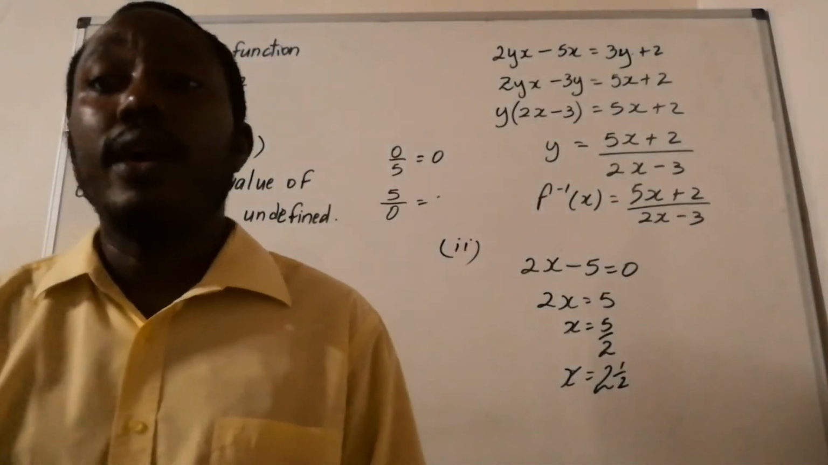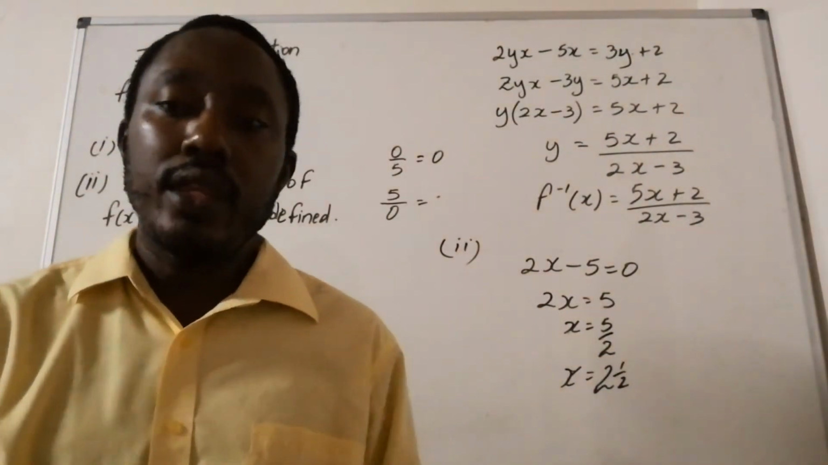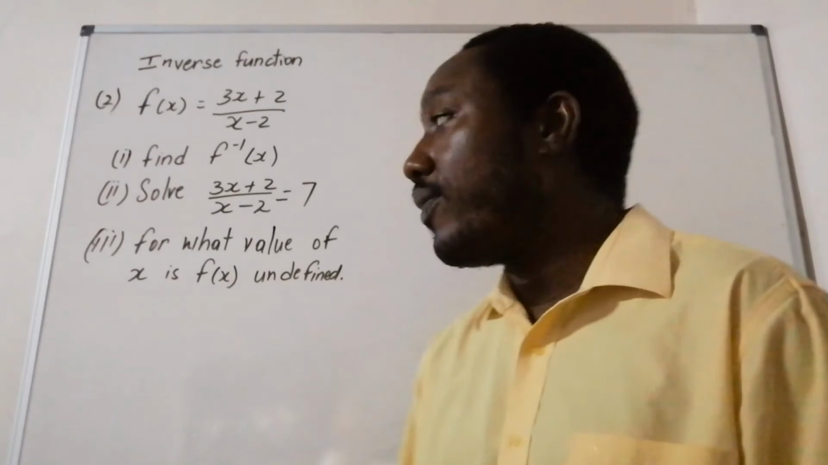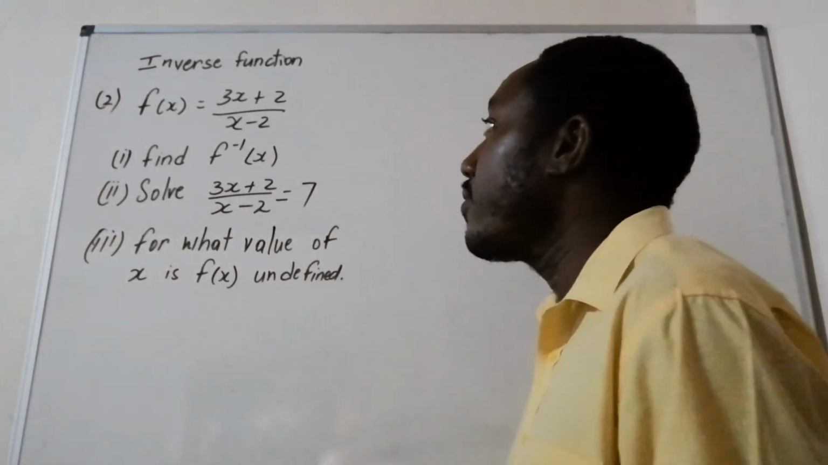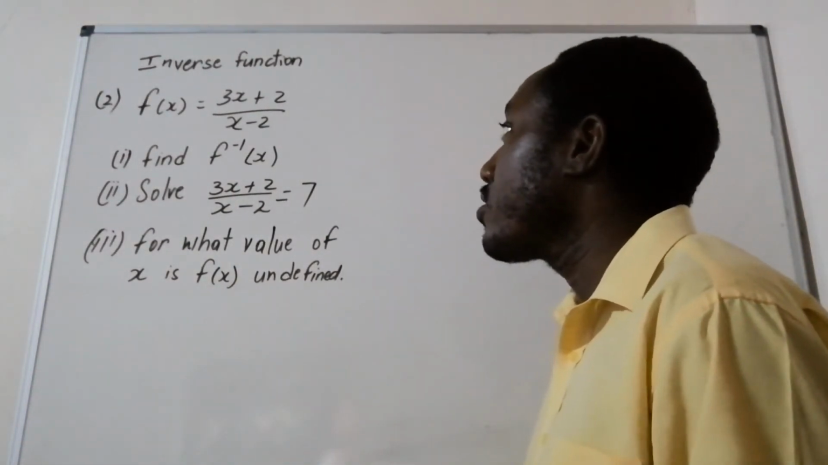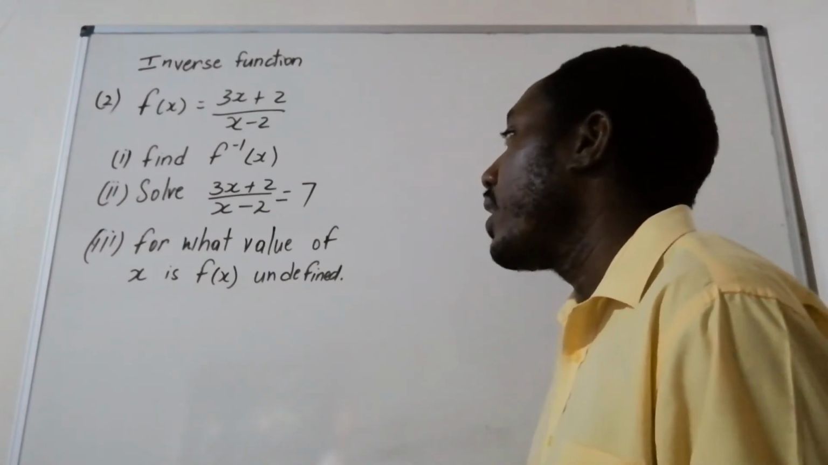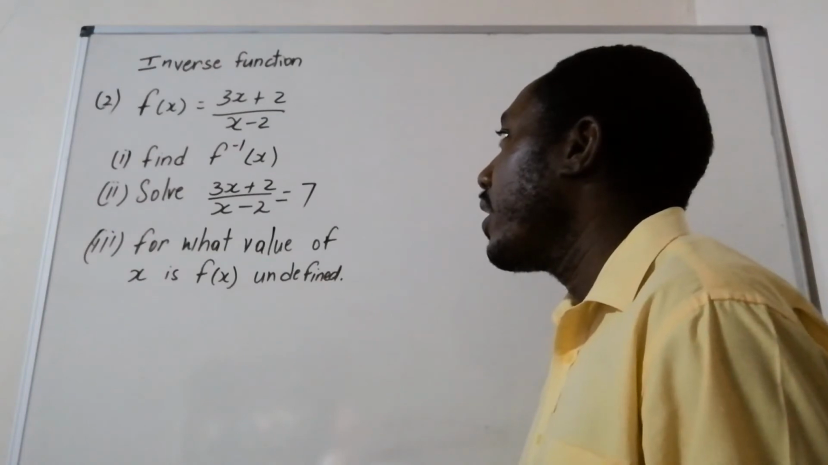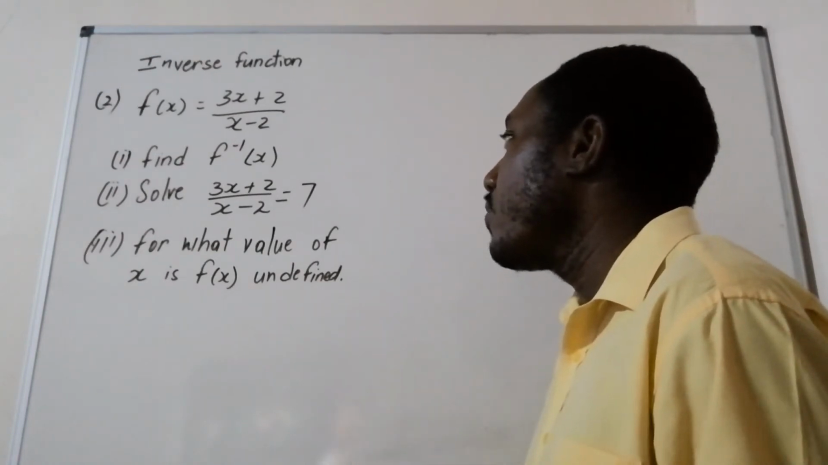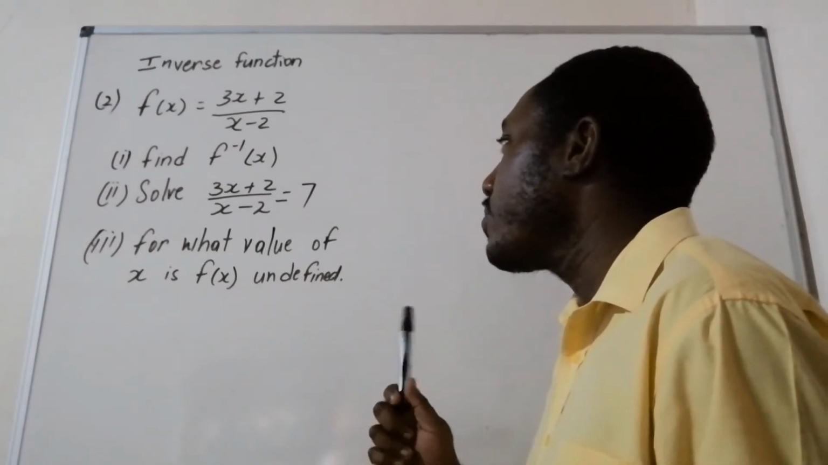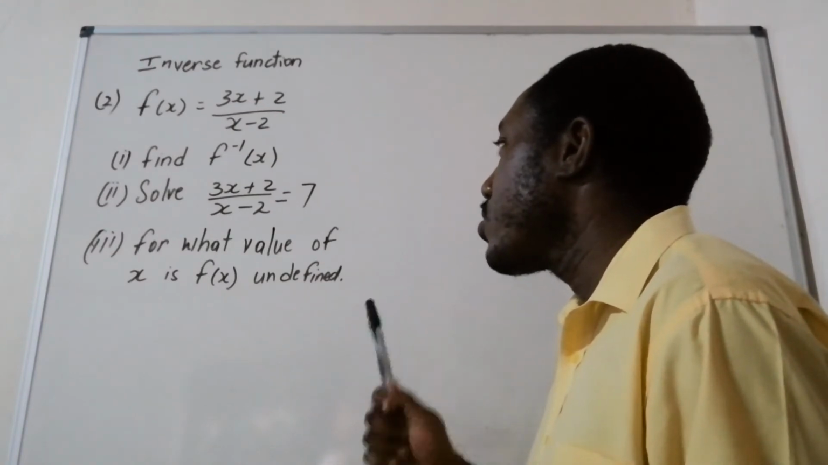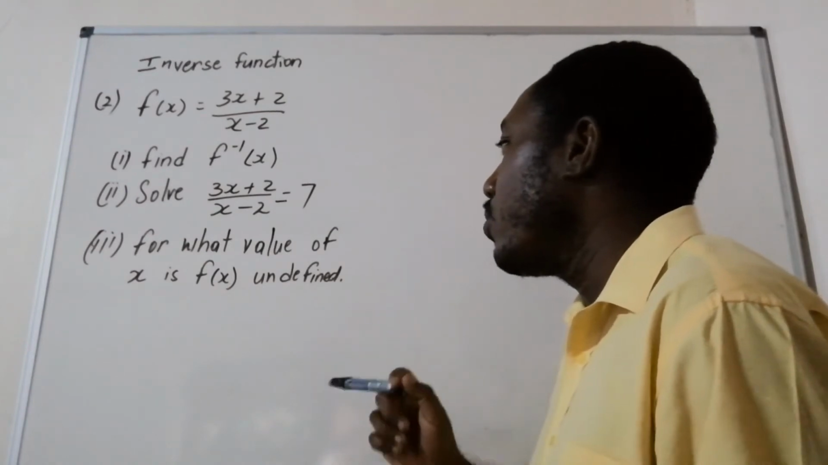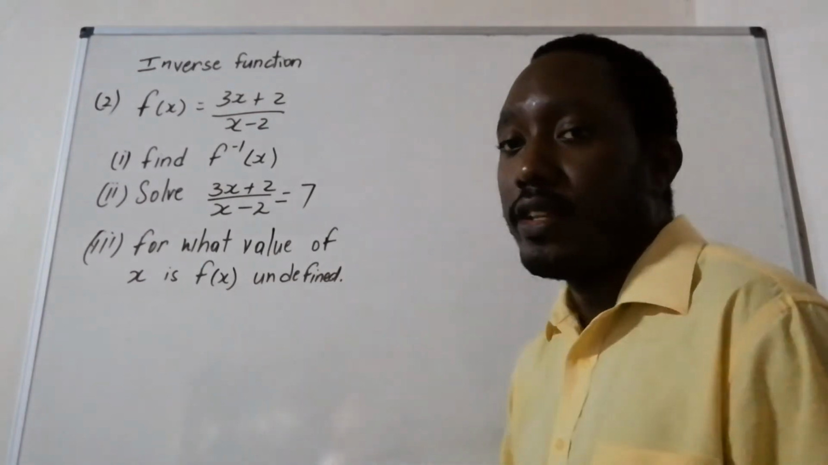So we will do another example of finding the inverse function. Alright, now for another example. Here we have f of x is equal to 3x plus 2 over x minus 2. We're asked to find the inverse of f of x, and then solve the equation 3x plus 2 over x minus 2 is equal to 7. And then we're asked to find for what value of x is f of x undefined.